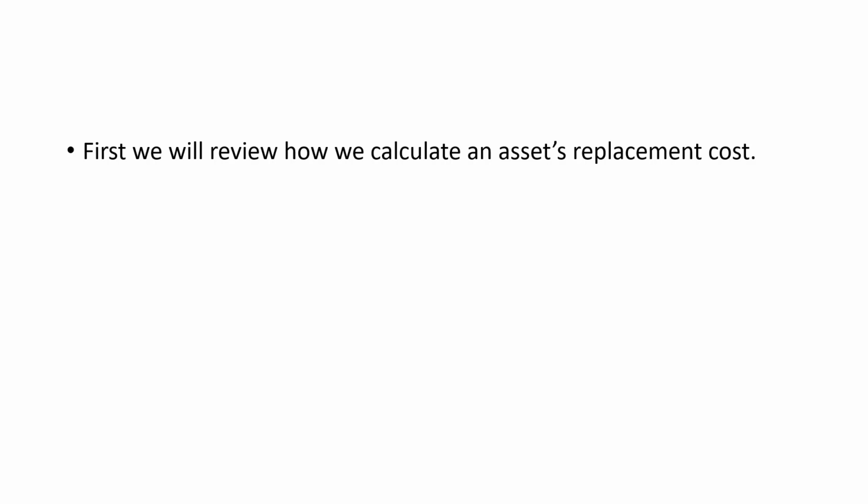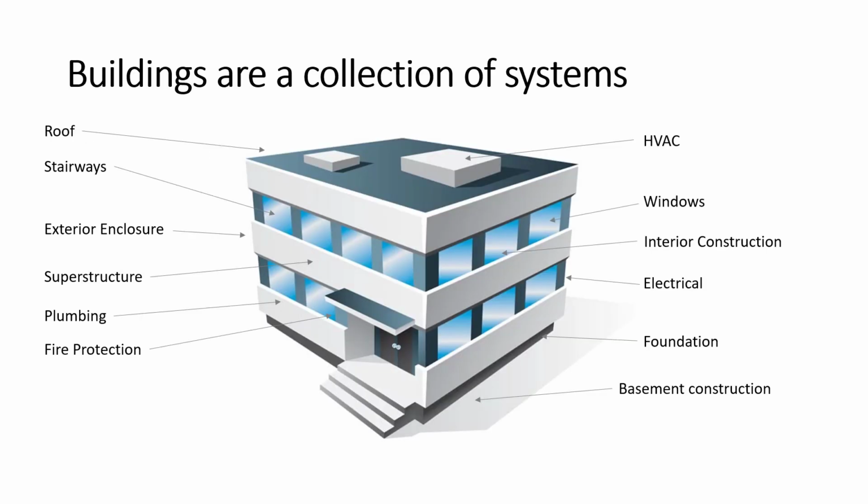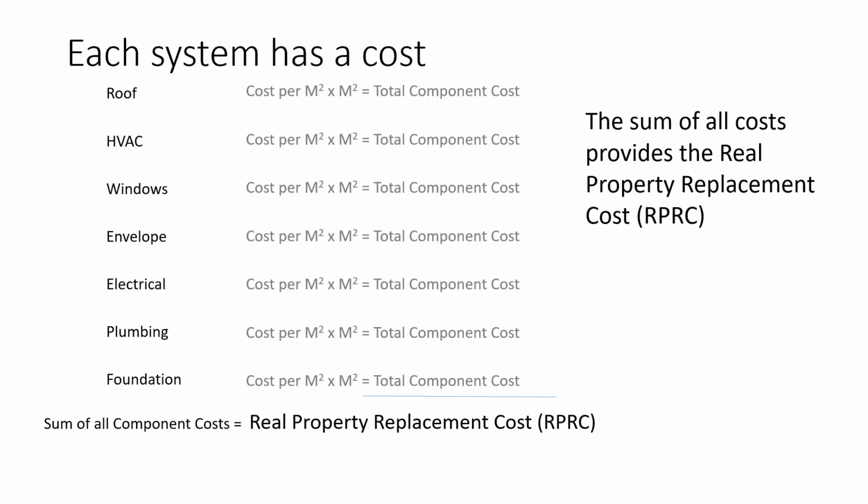Now, we've already discussed how to calculate an RPRC, so we're just going to have a quick review. As you remember, buildings are a collection of systems. Each system has a cost. Once we add up all of the individual replacement costs for the systems, what we get is the total replacement cost for the entire asset, which we call the RPRC.